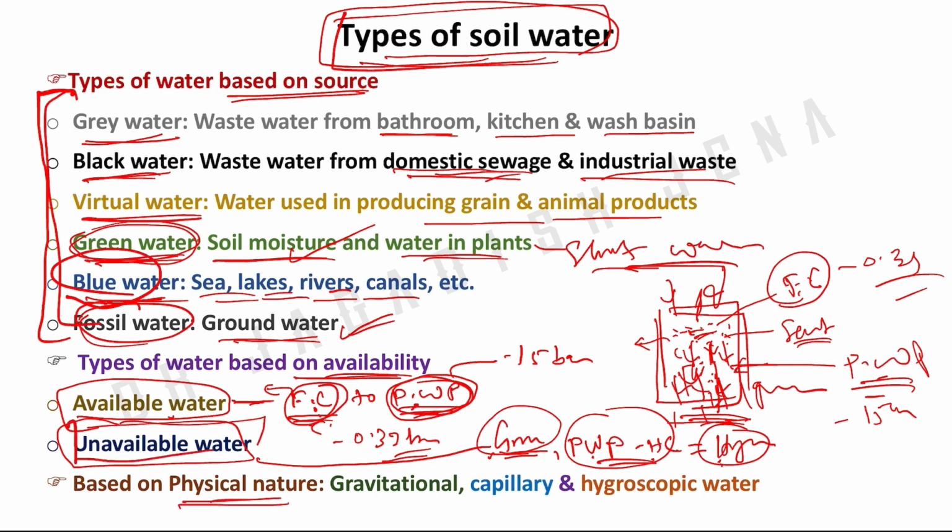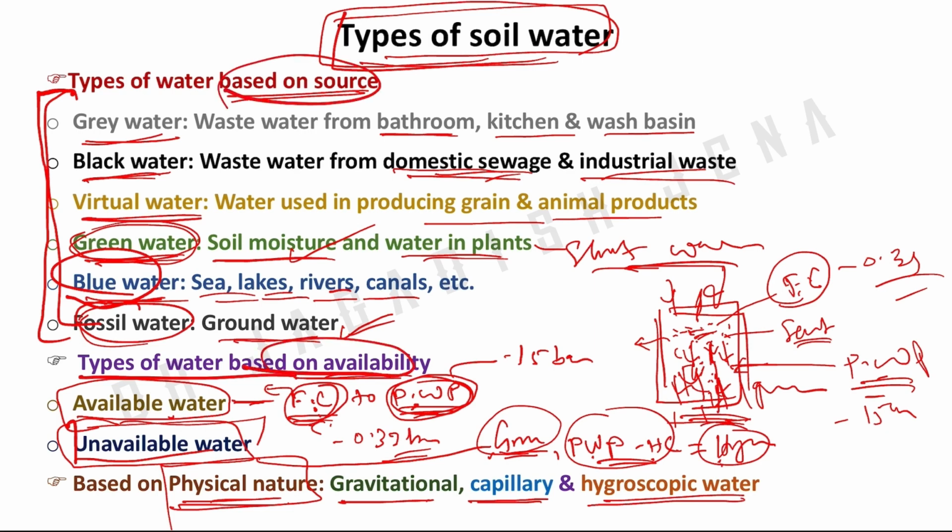Then based on physical nature, water is of different types. Gravitational water we have already discussed. Capillary water is present in micropores, from field capacity to hygroscopic coefficient. Then hygroscopic water is the water beyond the hygroscopic coefficient. So this is the physical nature of water, this is the type based on availability, and this is based on sources. So these are different types of soil water.